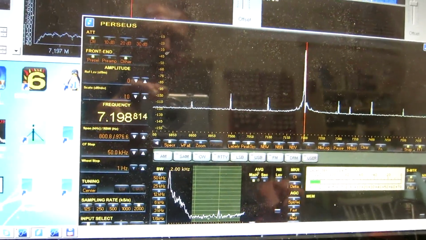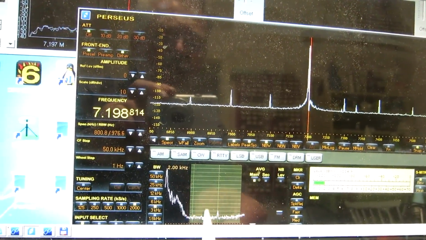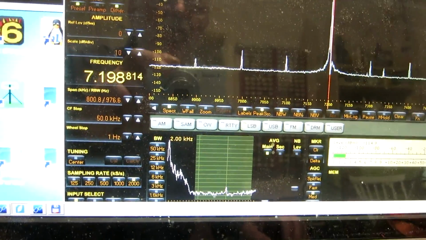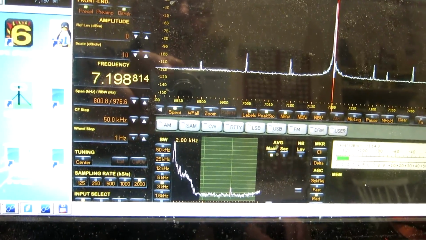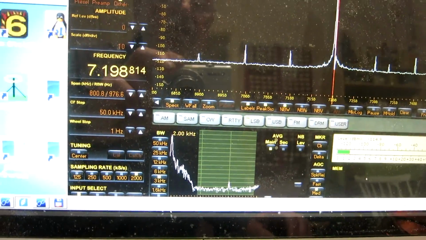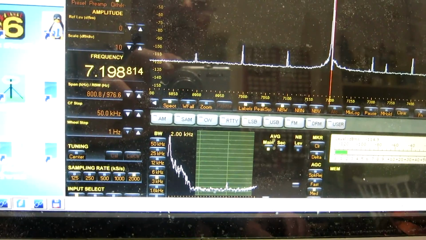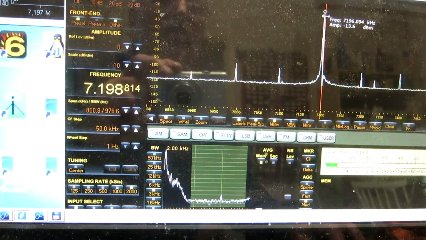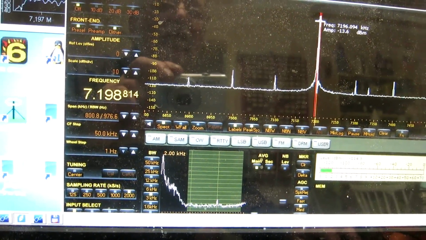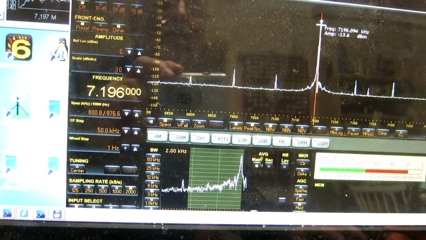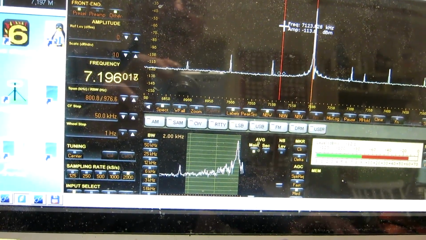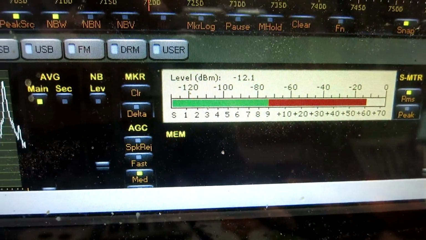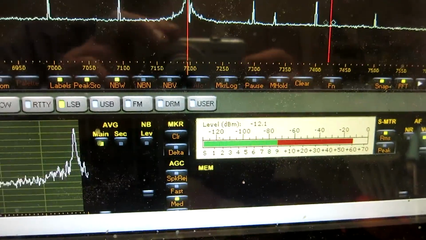But as you can see here, the noise floor isn't quite flat. So this is probably partly due to the sideband noise of the signal generator, combined with the fact that the notch isn't sufficiently deep for this experiment. But that is for the Perseus. I can check what is the level of the interference, and Perseus tells me it is minus 12 dBm.